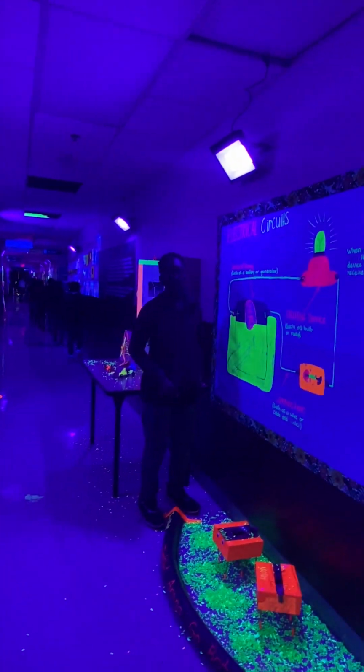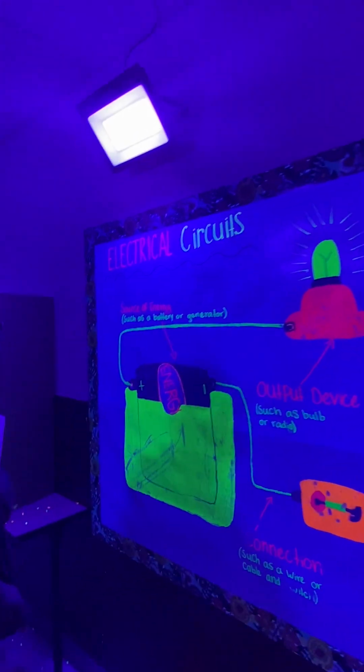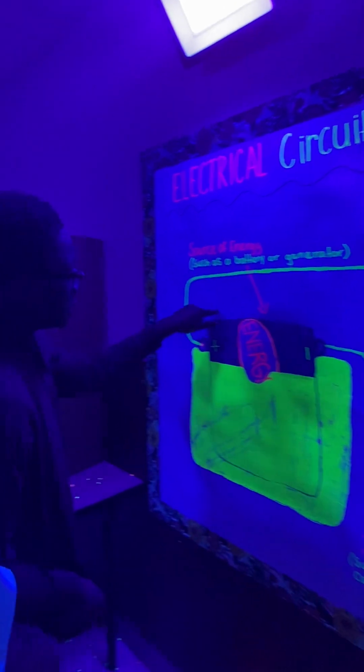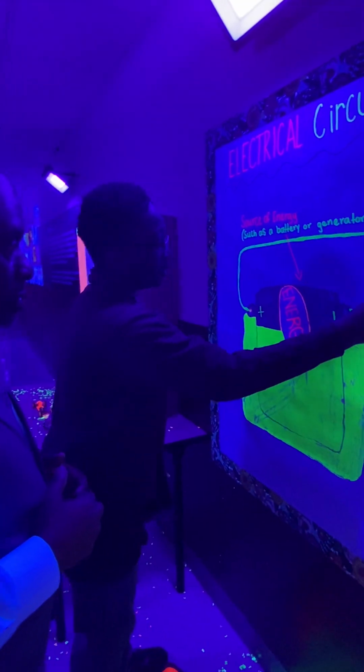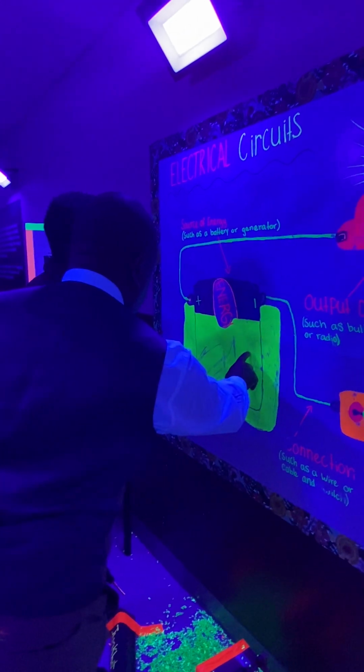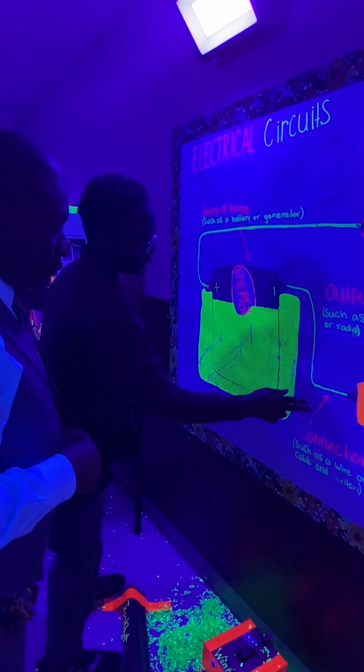Basically, this is the electrical circuit, and this is the main circle, which has all the energy, which is made from different parts. It's the connection and it's the output. So this is a battery source, such as a generator. That's what people like to call it, this their connection.